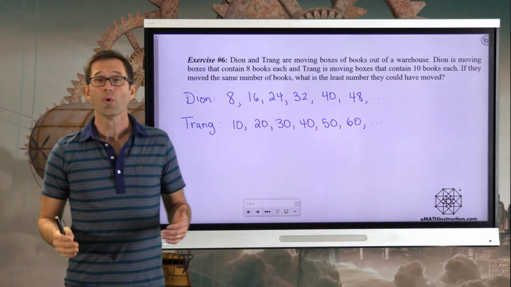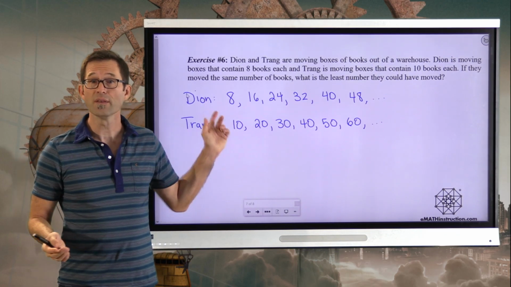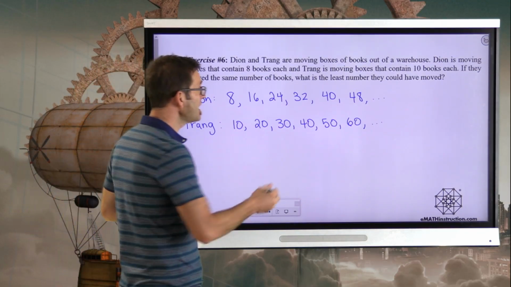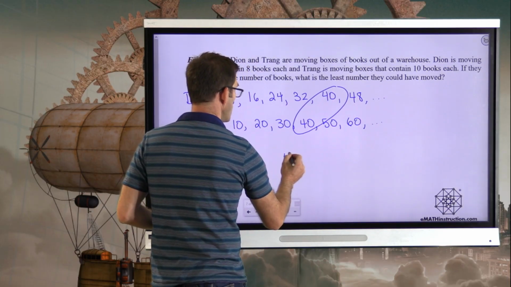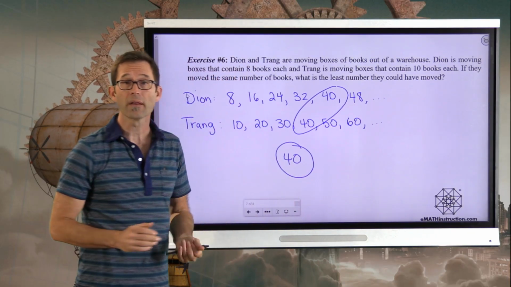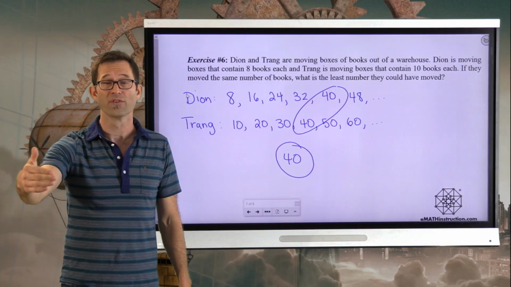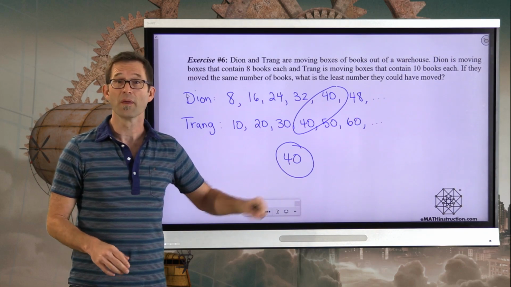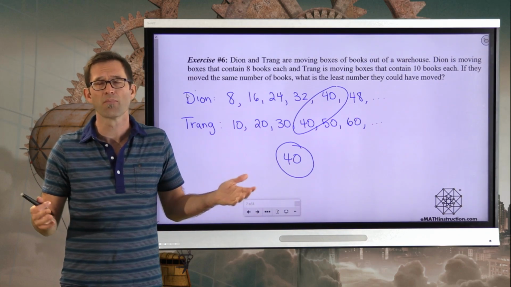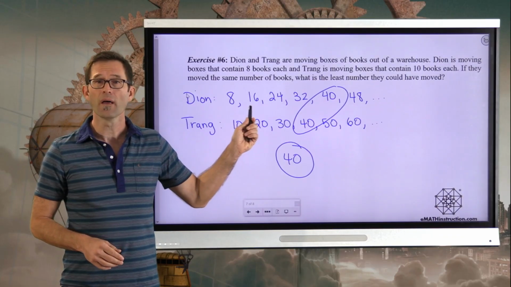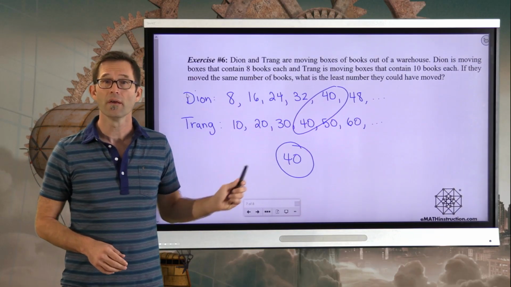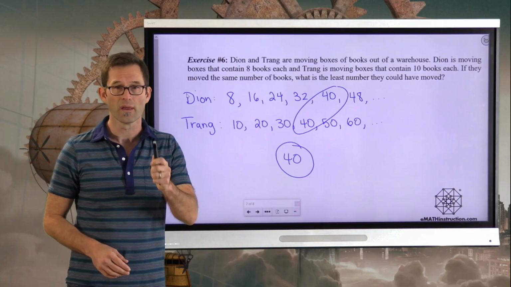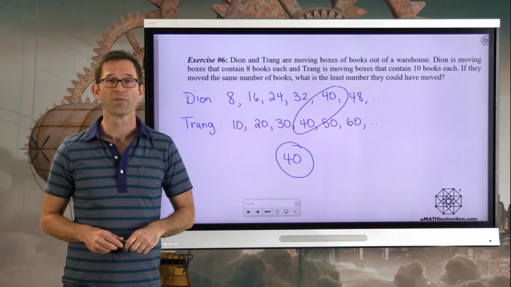All right? So they moved the same number of books, right? And these are all the possibilities for Dion. These are all the possibilities for Trang. And the plain fact is the least number of books that they could have moved would have been 40. After that, it would have been 80. After that, it would have been 120, etc. Because every common multiple for Dion and Trang would then have to be a multiple of the 40. And not so much important to know, but it is important to understand that Dion must have moved a number of books that was a multiple of 8. Trang must have moved a number of books that was a multiple of 10, and the least number that they could have moved, if they moved the same amount, was their least common multiple.